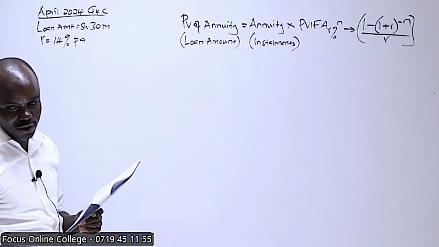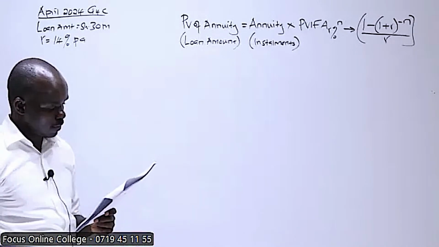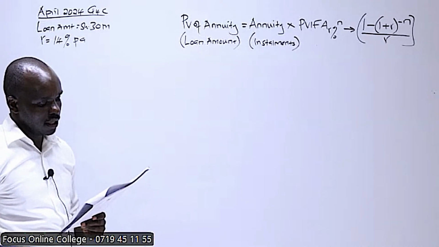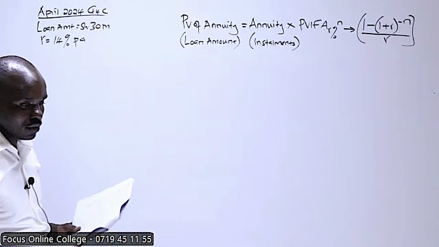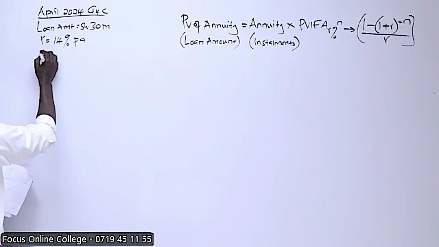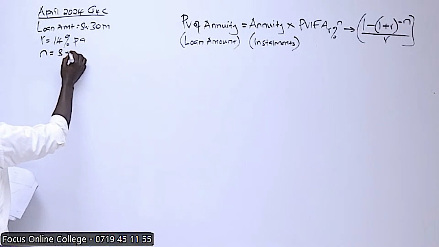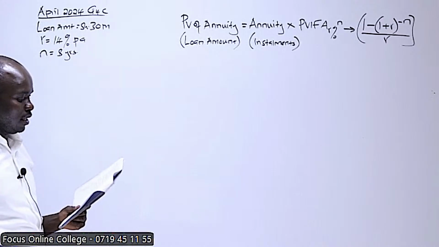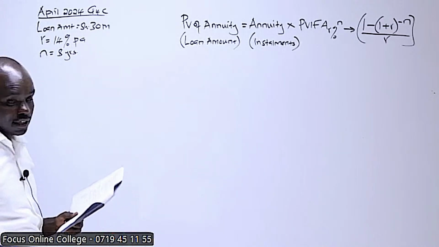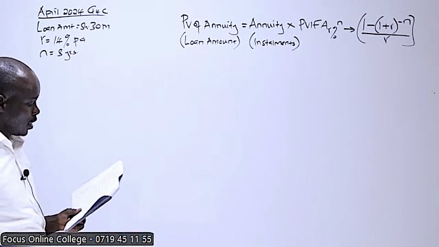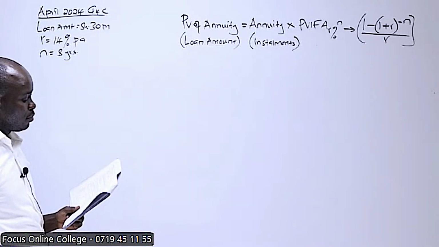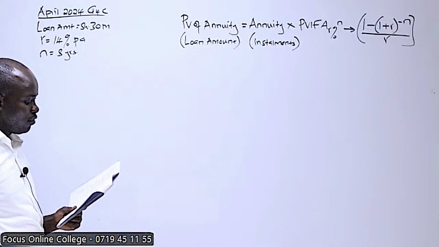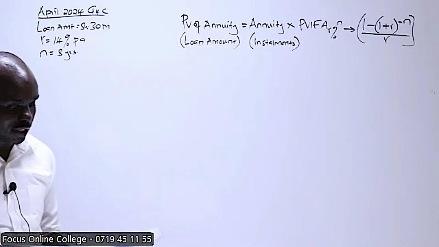So this is what we call the reducing balance method. The principal and interest will be repaid in 8 equal year-end installments. So the repayment period is 8 years. Required, one, prepare a loan repayment schedule. Two, determine the amount of interest payable at the end of the 8th year.